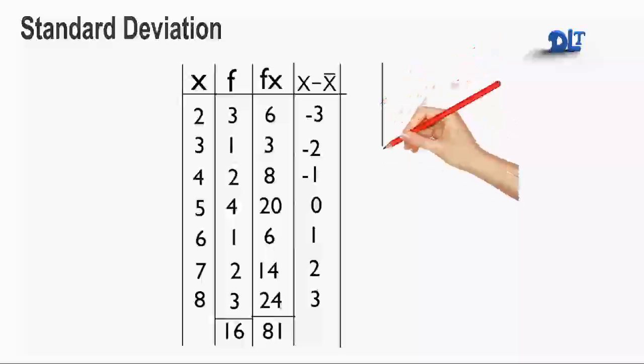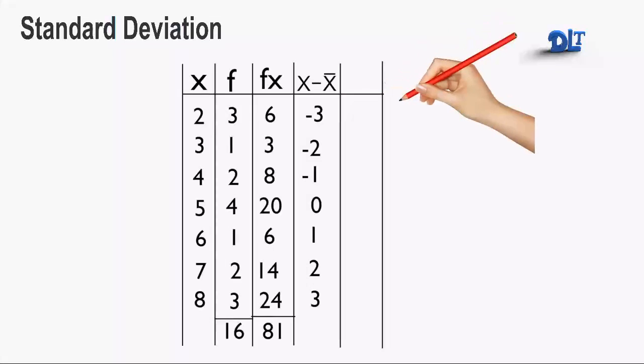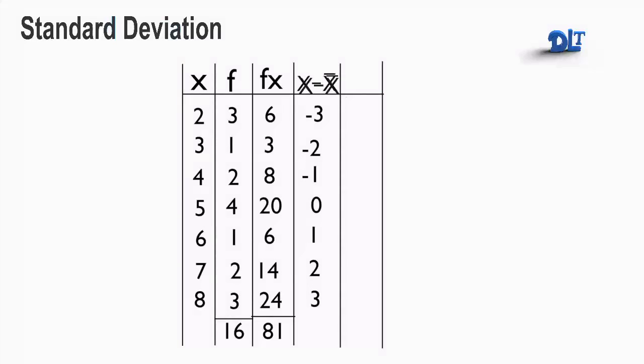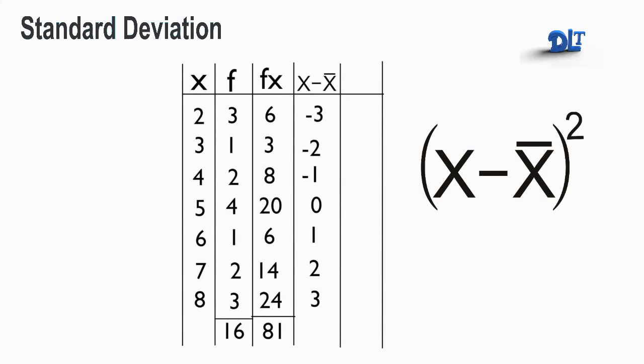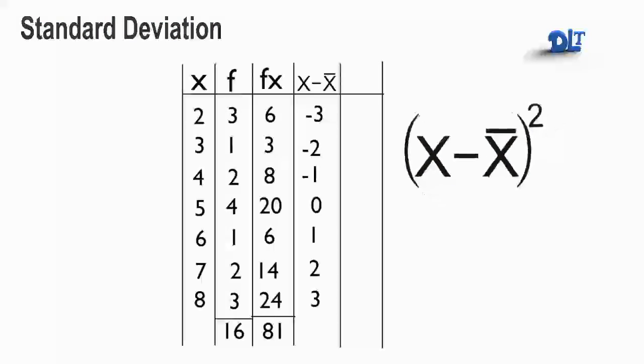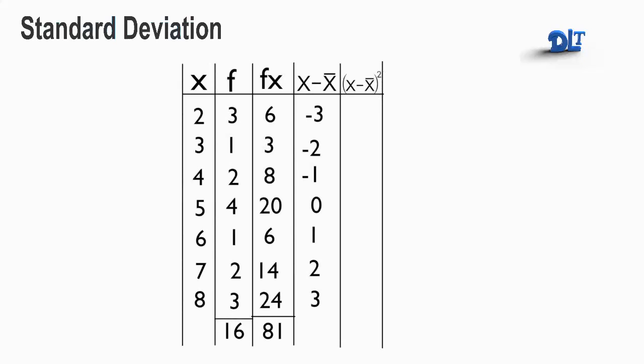Draw another column, and it is called x minus x bar, raised to power 2. That means we will be squaring every value in the column. So, when we square minus 3, it will give us 9. Minus 2 raised to power 2, is 4.